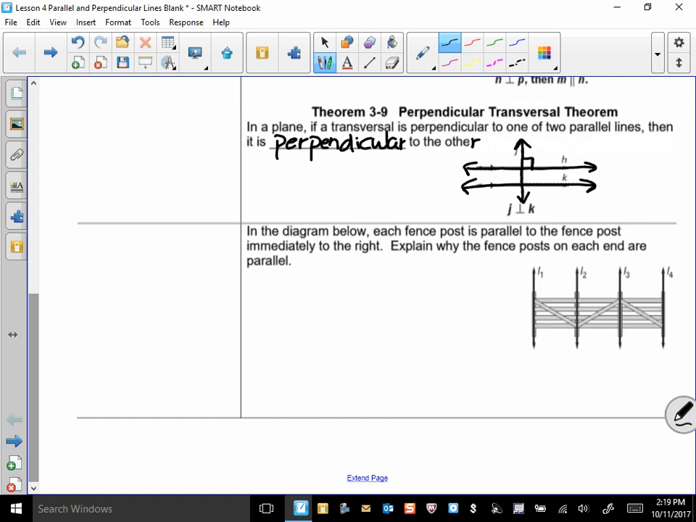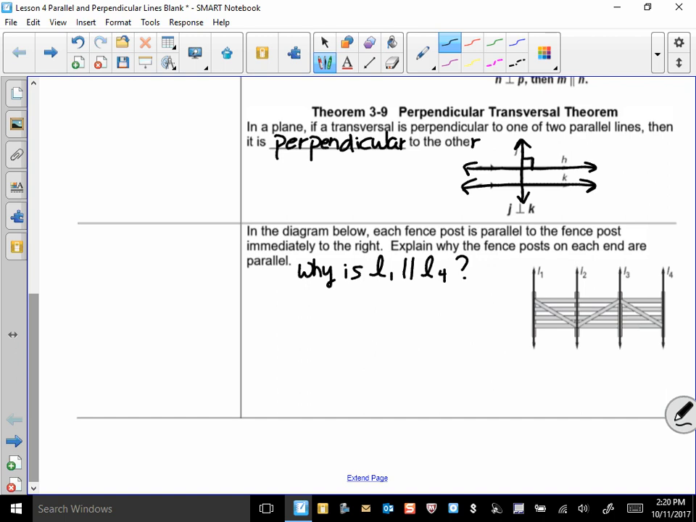Okay, what do we have here? In the diagram below, each fence post is parallel to the fence post immediately to the right. Explain why the fence posts on each end are parallel to each other. So why is L1 parallel to L4? That's what we're trying to explain. We could do this as a proof, but we're just going to talk through it.